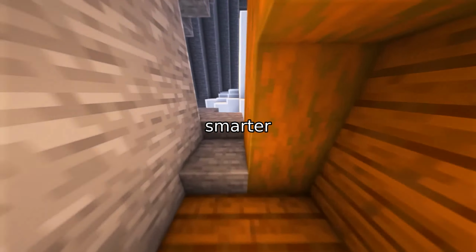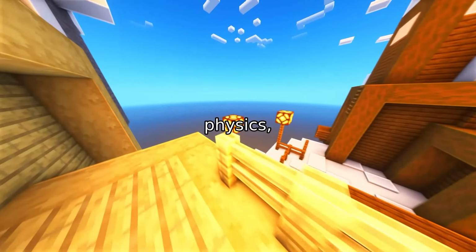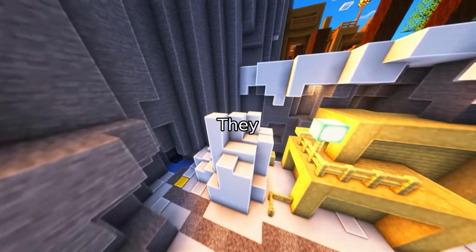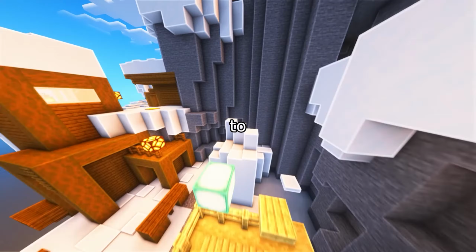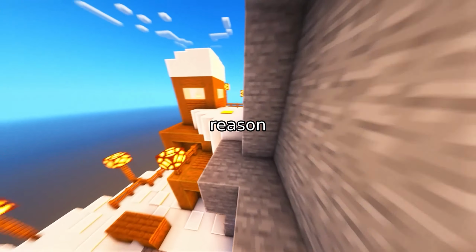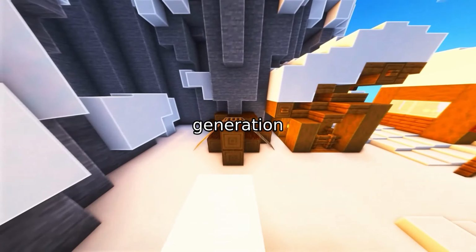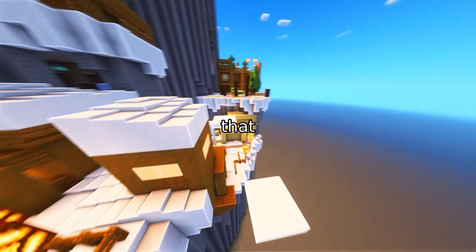This isn't just about smarter AI. It's about more truthful AI, systems that don't hallucinate physics, don't violate conservation laws, don't generate impossible outcomes. They don't just mimic the world. They understand it. We're no longer training AI to imitate reality. We're teaching it to reason about it, using math, physics, and gradients as its language. The next generation of artificial intelligence isn't just smarter. It's realer. And that changes everything.